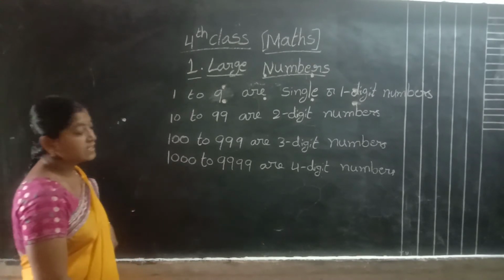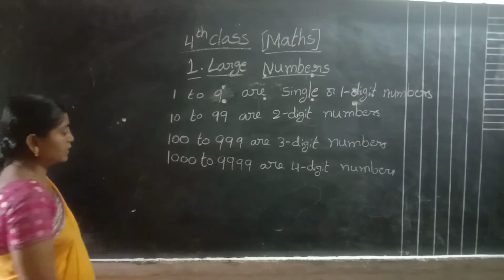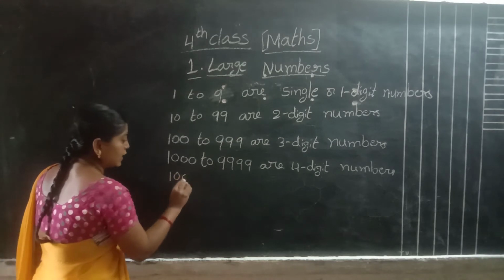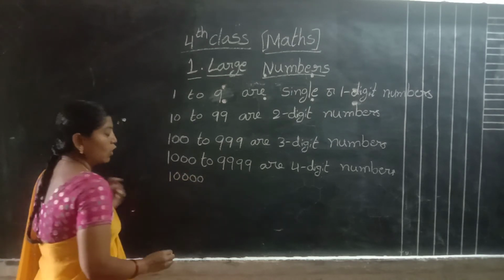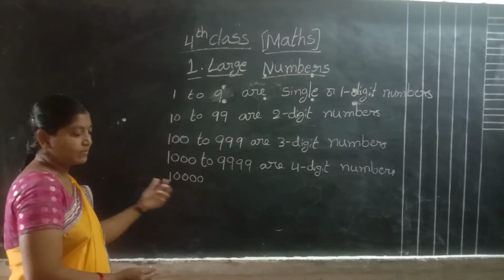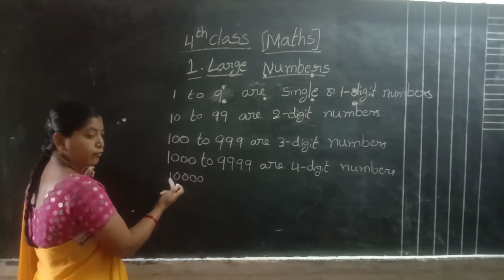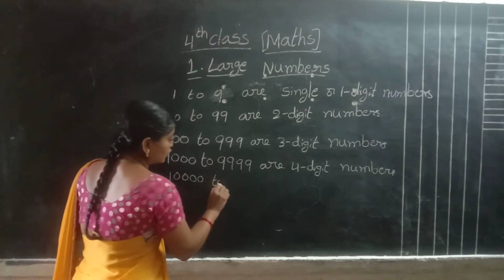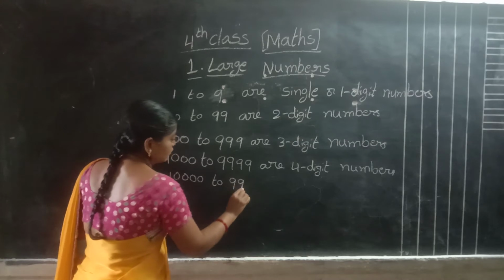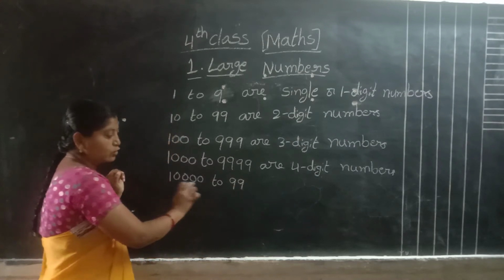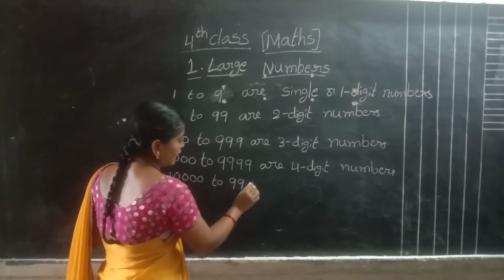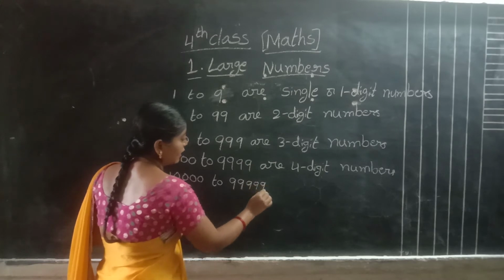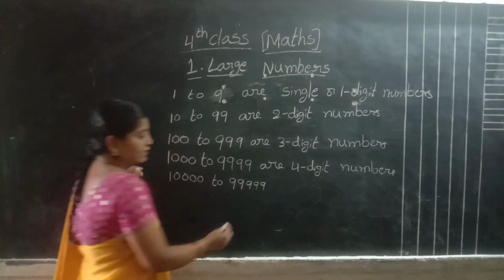Next, after 9999 what comes? 10,000. Count, children, how many digits is this? 1, 2, 3, 4, 5. So from 10,000 to 99,999 are 5-digit numbers.